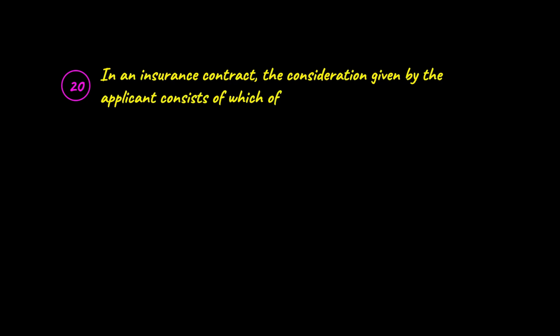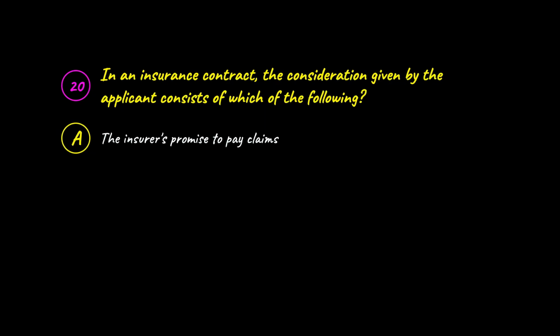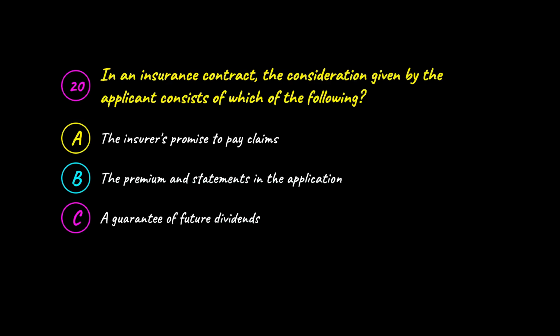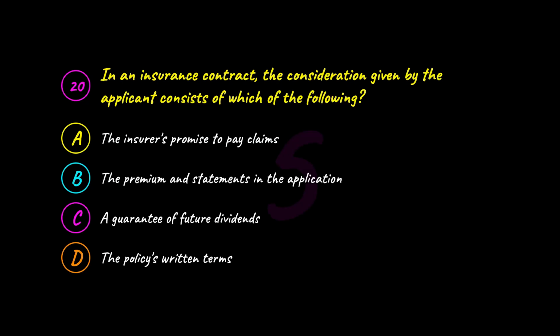Question 20. In an insurance contract, the consideration given by the applicant consists of which of the following? Your options are A. The insurer's promise to pay claims, B. The premium and statements in the application, C. A guarantee of future dividends, D. The policy's written terms. What's your answer? Commit to one before I continue.